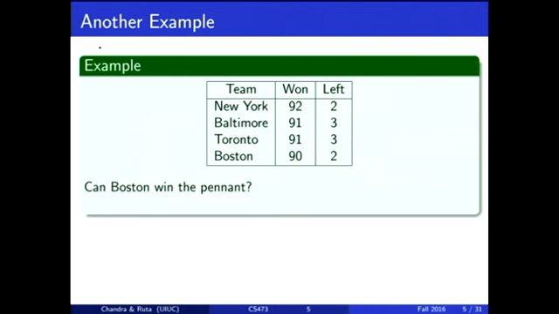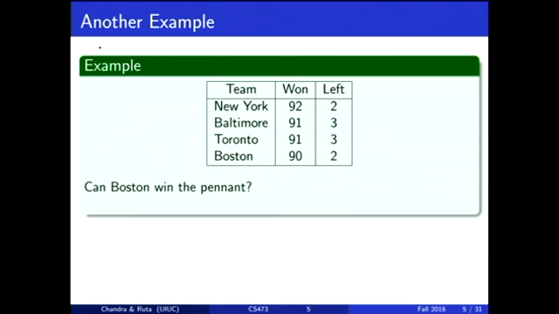Then what can we say? It gets 92. The Yankees have to lose both games, otherwise they will win. So Boston wins both games, the Yankees lose both games. But it also means that Boston can win a maximum of 92. What about Toronto and Baltimore? Can we figure out what happens?